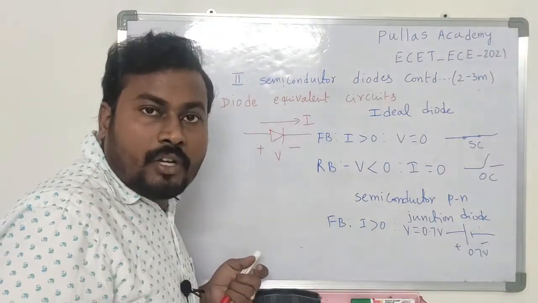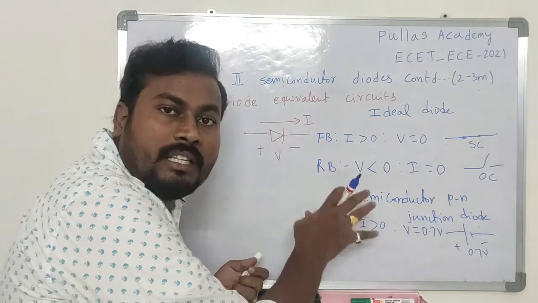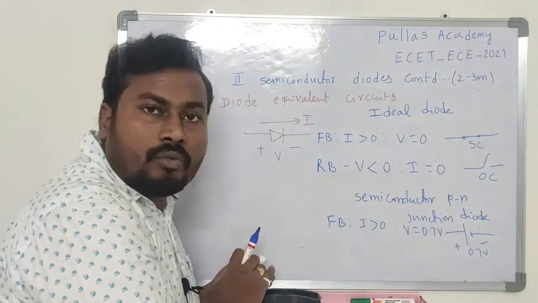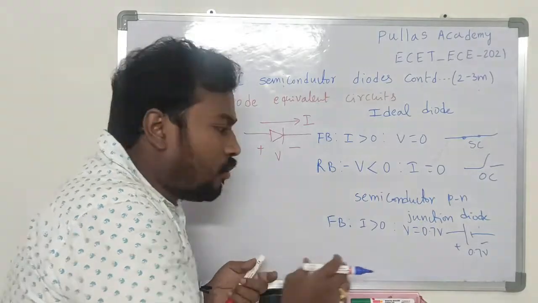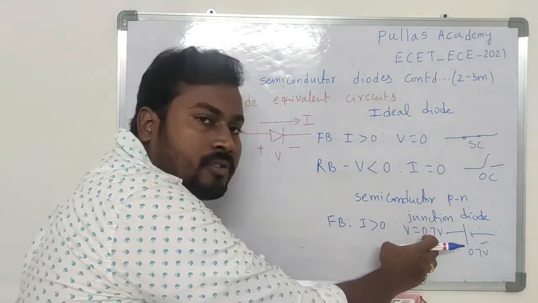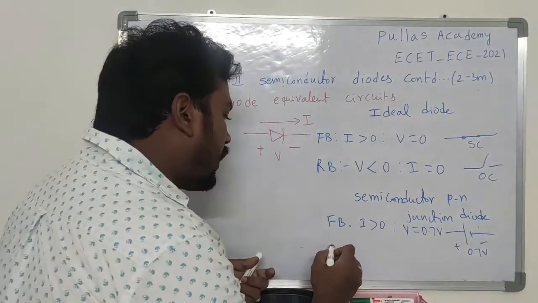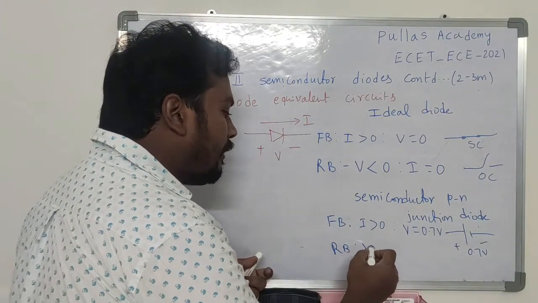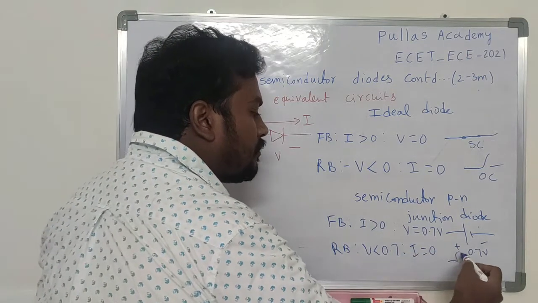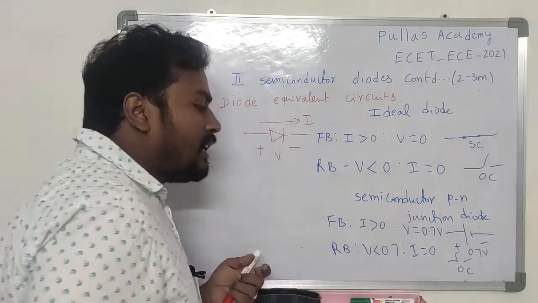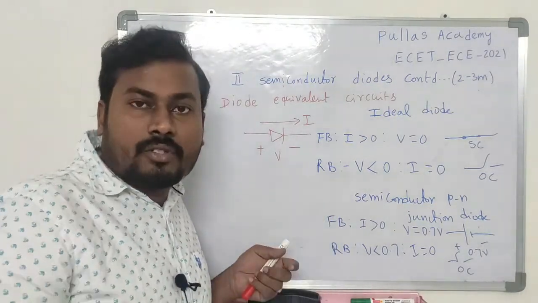Okay, so whenever you take a semiconductor PN junction diode, this is a practical diode. So if the current through this diode is more than 0, the voltage across it is 0.7 volts. What is the replacement of the diode? 0.7 volts. Again, what is the reverse bias condition? V less than 0.7, I is equal to 0. It is simply open circuited. This is how the diode is replaced in the circuits.